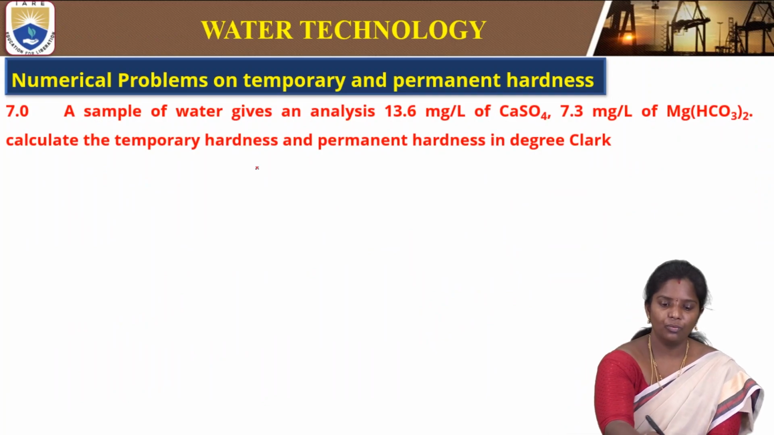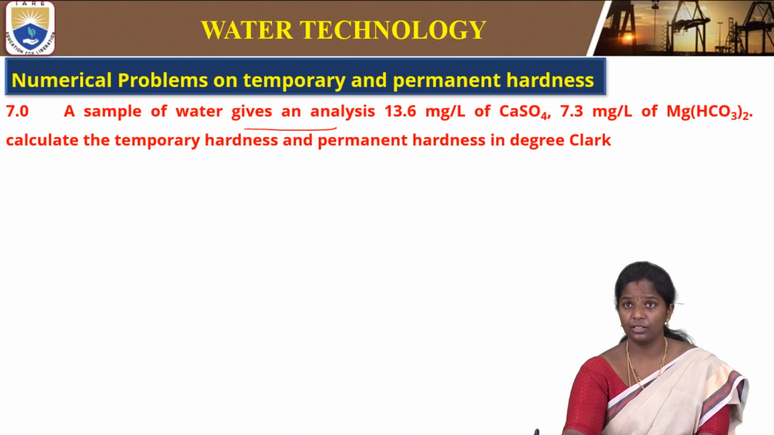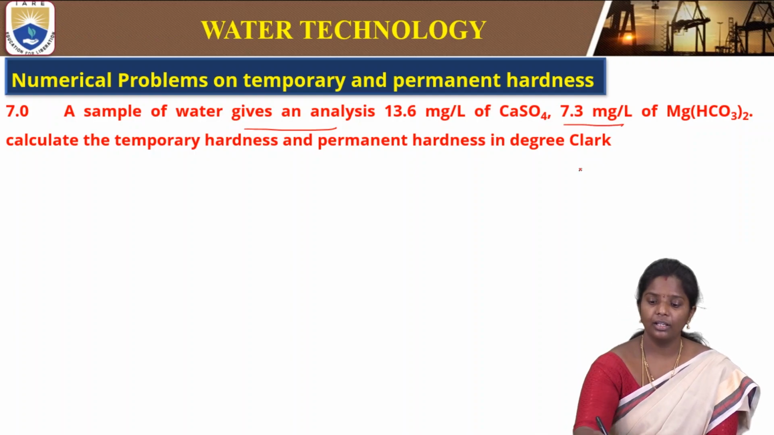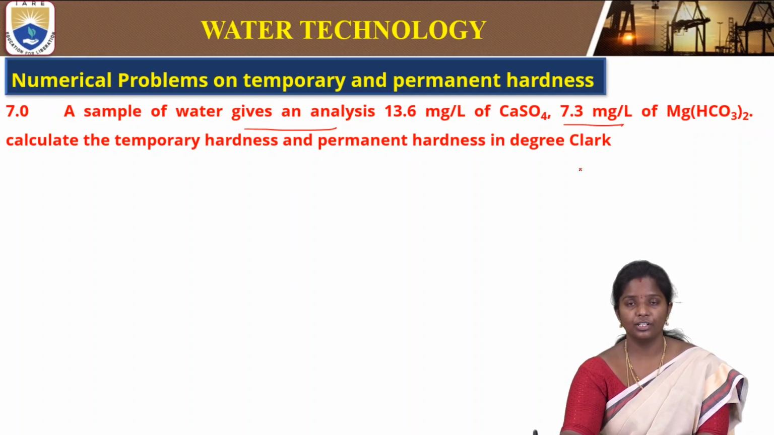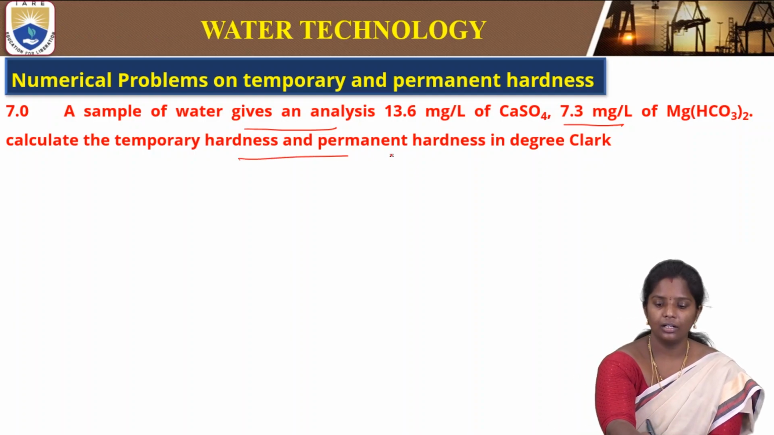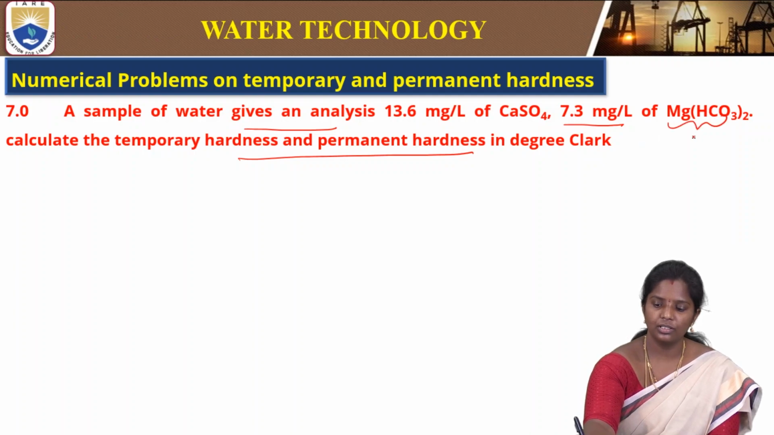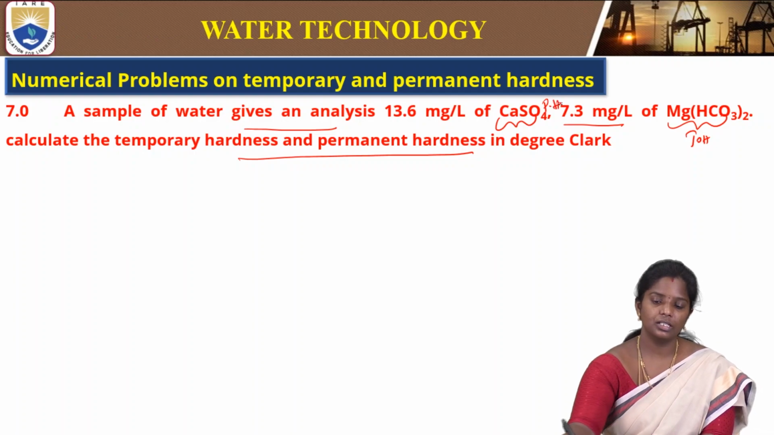Then a sample of water gives an analysis of 13.6 mg per liter of calcium sulfate, 7.3 mg per liter of calcium magnesium bicarbonate. So we have one bicarbonate salt and a sulfate salt. Now calculate the temporary and permanent hardness in degree Clark. So only one salt is responsible. This is temporary hardness, and this salt is responsible for the permanent hardness.